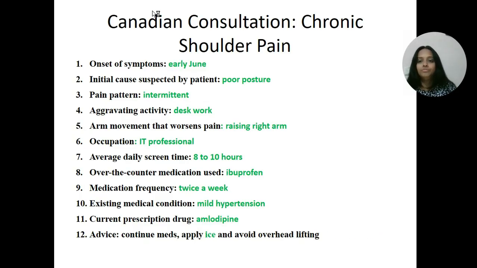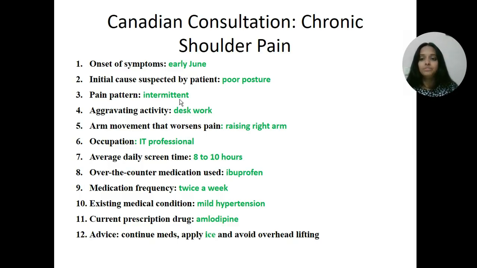So, for the first one, the answer is onset of symptoms: early June. He said it started around early June. Did you remember? And for the second one, initial cause suspected by the patient. Yes, he mentioned that. He assumed at first it was just from poor posture. So poor posture is the correct answer. And for the third one, pain pattern, intermittent, direct word from the patient. We got it. It's more intermittent, he told.